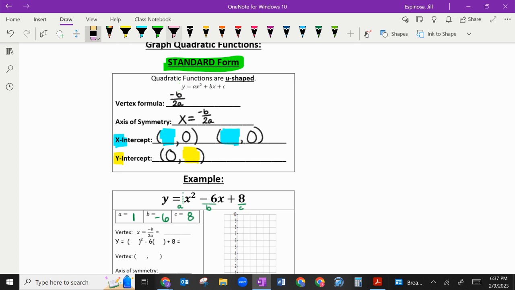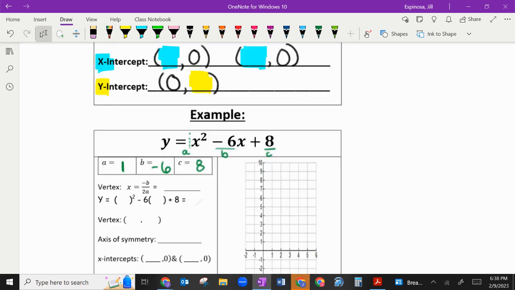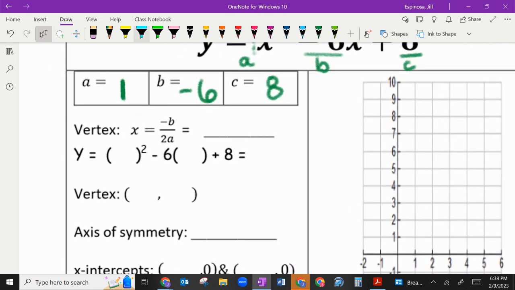And you can see up here at the top also, I have my a that is attached to your x squared, I have my b that is attached to your x, and then you have your c, which is all by itself. So I'm going to blow this up here. This is telling me now to find the vertex, I'm going to do the opposite of my b over 2 times my a. So if my b is a negative 6 up here, I'm going to say a positive 6 over 2 times my a value, which is 1. So I'm going to have 6 divided by 2, and 6 divided by 2 is 3.